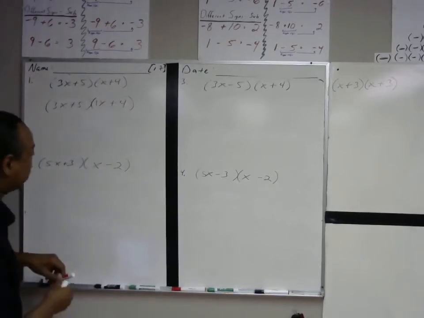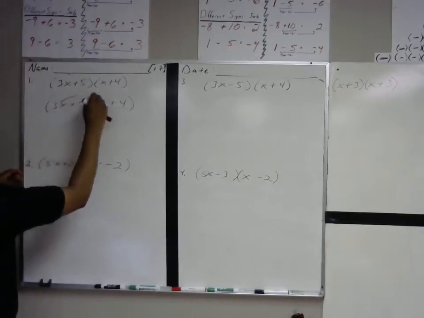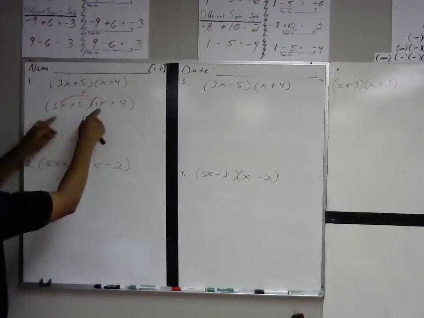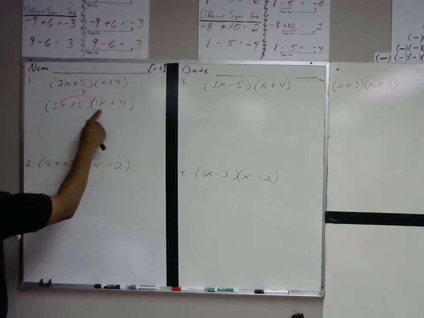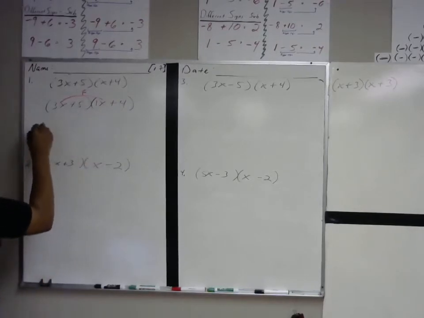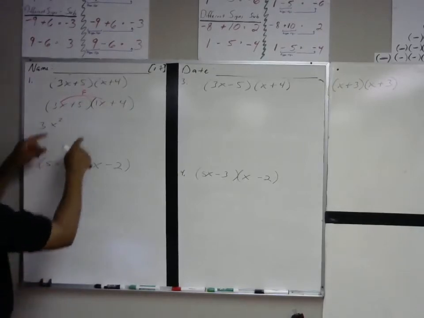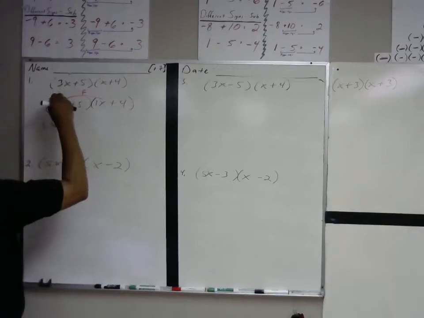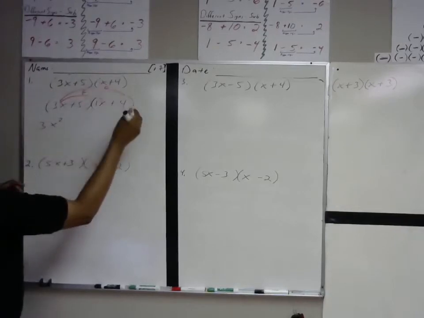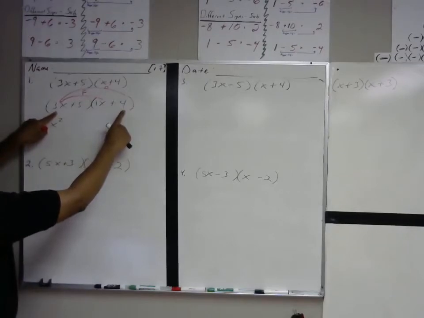I'm going to add a 1 to the x here. And the FOIL process is to multiply this first term with this first term. So I use the letter F, first terms. That's my F in FOIL. So a 3x times a 1x gives me 3x to the second power. Then I'm going to multiply my outside terms. The 3x and the 4 are the outside terms. So when I multiply the outside terms, I get 3x times 4, which would be 12x.